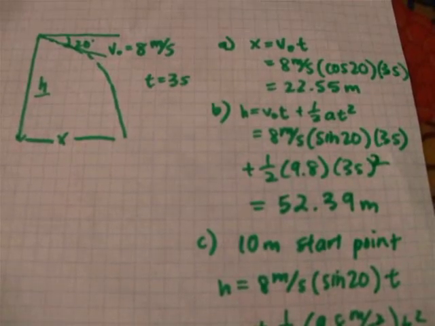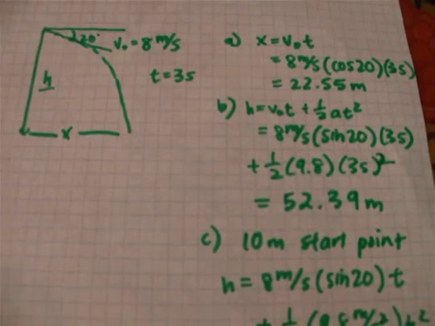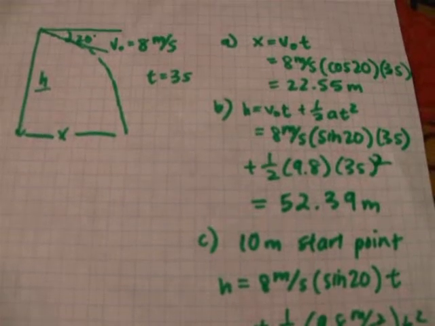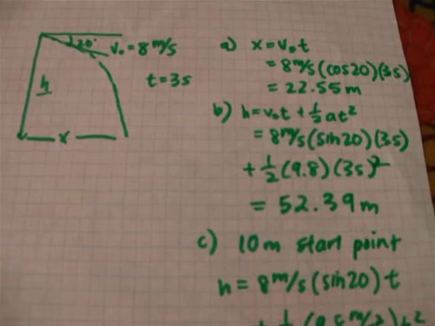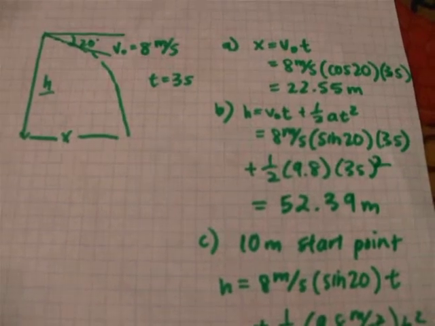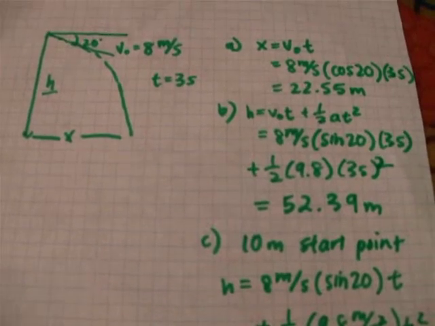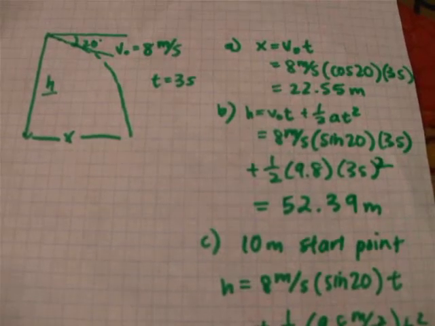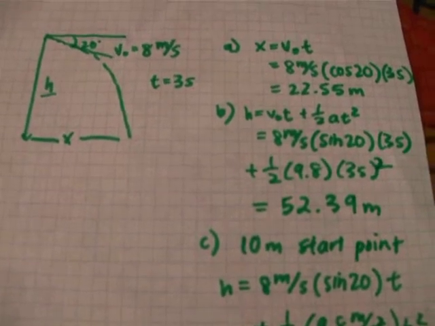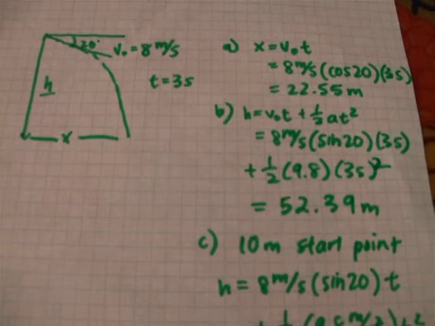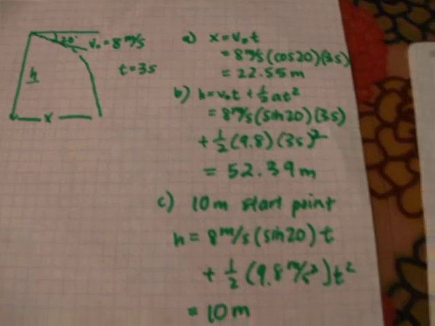So 8 meters per second times sine 20 times 3 seconds plus half of 9.8 meters per second squared, which is the acceleration of gravity, and times 3 seconds squared. Since gravity and the velocity are going in the same direction, we don't need to subtract for the second part of the equation. We'll just add since they're going in the same direction. And you just plug that into your calculator and you get 52.39 meters.